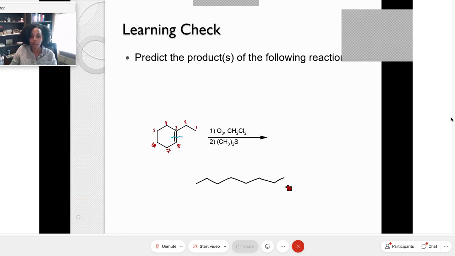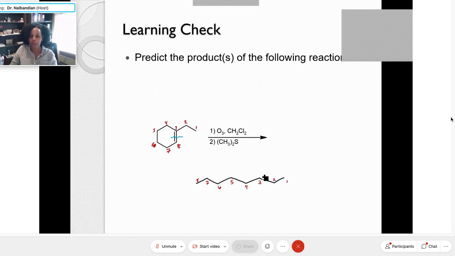So I have carbon 1, carbon 2, 3. 3 is still connected to 4, right? I'm not breaking the bond between 3 and 4. I'm not breaking any bonds here, 5, 6, 7, and then I end up with 8. None of those bonds broke. I just broke the bond between 3 and 8. All I did was break the bond between 3 and 8, but everything else is still connected.